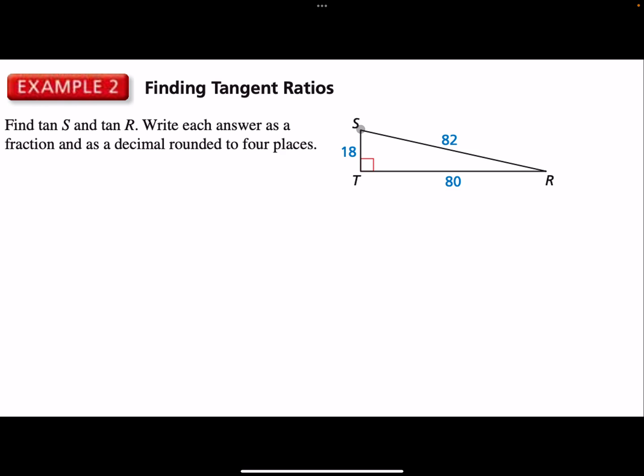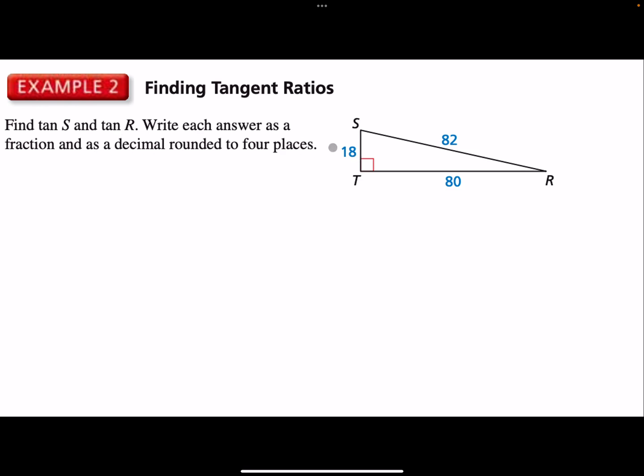So the tangent of S, SOHCAHTOA, so tangent is equal to TOA, which is opposite over adjacent. So 80 over 18, which you can always reduce to 40 over 9 and then change to a decimal.